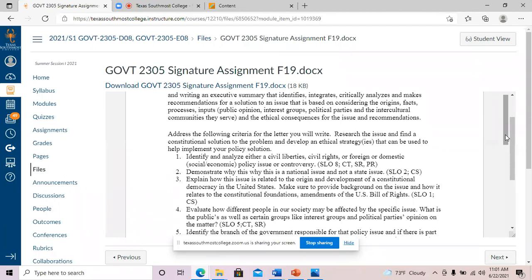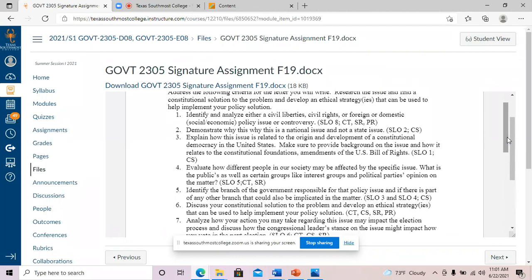Okay. So please stop me if any of this does not make sense, right? Because this is where we're going to get into the real meat of this letter here. Okay. So when we look at number 1, you're going to identify and analyze either a civil liberties, civil rights, or foreign or domestic social or economic policy issue or controversy. So you have a wide range of options in terms of what topics you would want to write about.